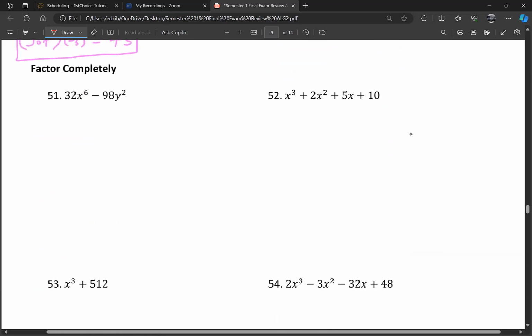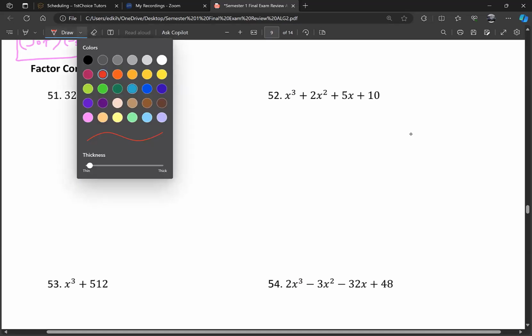Okay, now we enter into factoring, another exciting section or type of problem that we've been working on. So let's see.